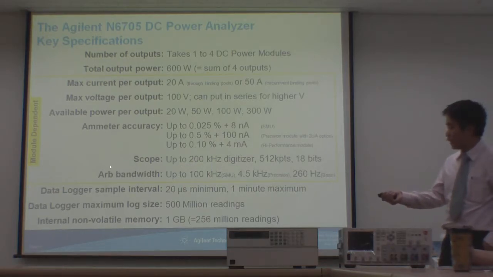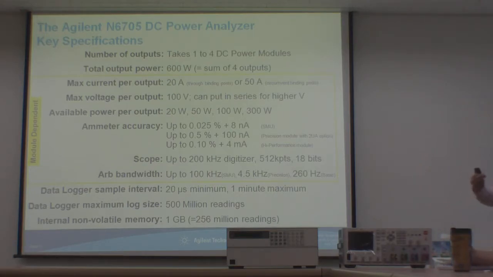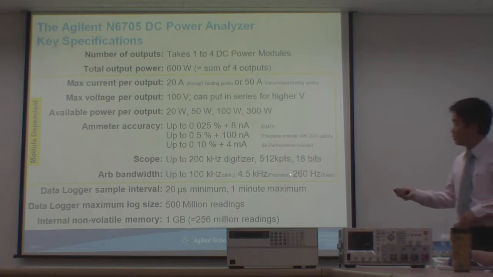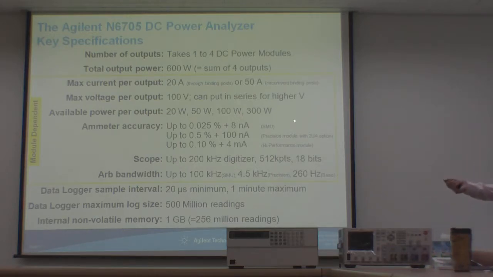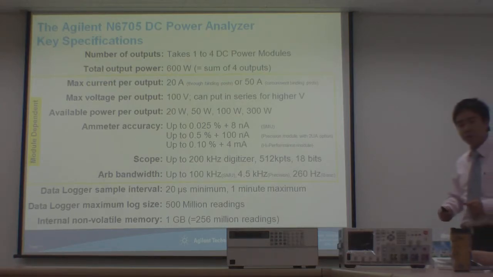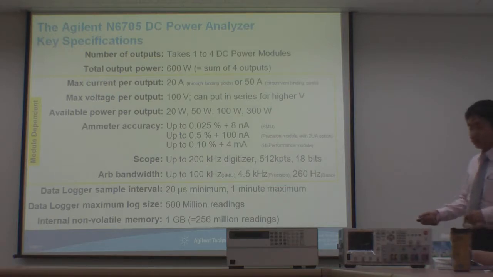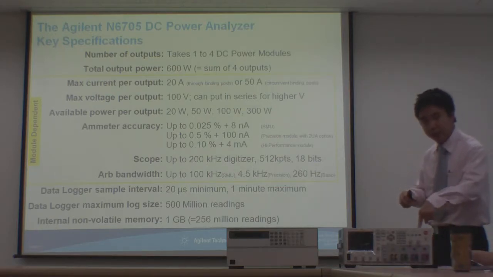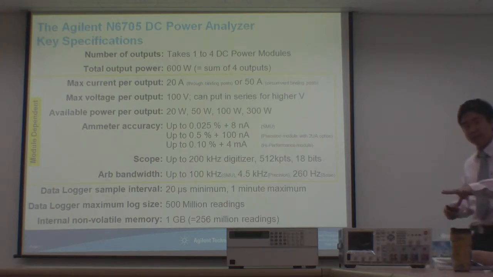And for the arbitrary waveform bandwidth, so this is your sine wave, square wave, different cyclical waveforms, we go up to 100 kilohertz for one of our higher-end modules. So quite a bit of bandwidth, quite a bit of speed for this one-box power supply. And internally, there's a 1 gigabit memory. So if you want to log data into this box directly, there's a 1 gigabit memory inside for you to log data into.